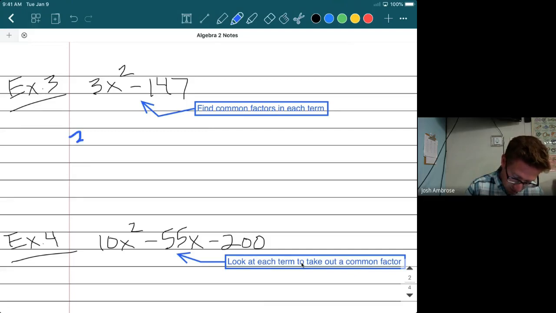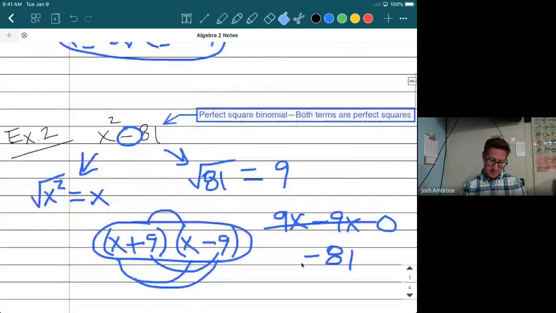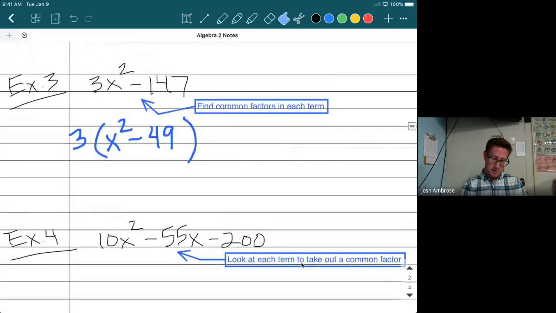So take the 3 out, and let's rewrite what we have left over. We have x squared minus 49. Are we done? No. If you look really close, x squared minus 49, there's something special about it. And what is that special thing? It's this right here. It's a perfect square binomial. Now, how do we know that? Because x squared is a perfect square, and 49 is a perfect square. What times what make 49?